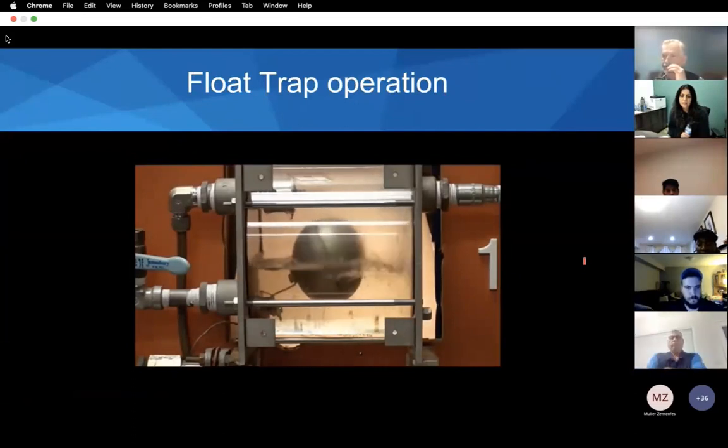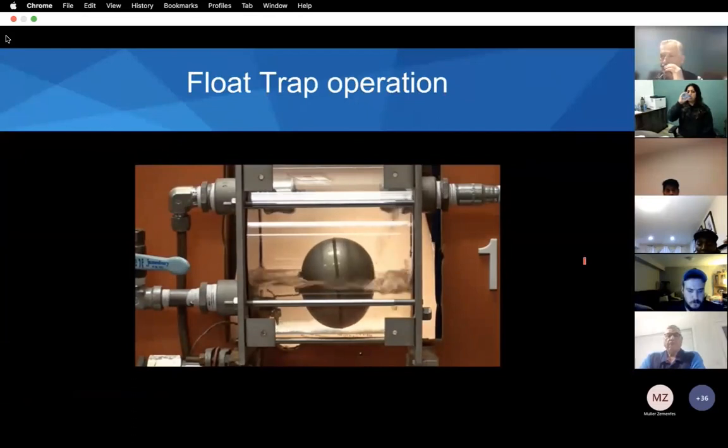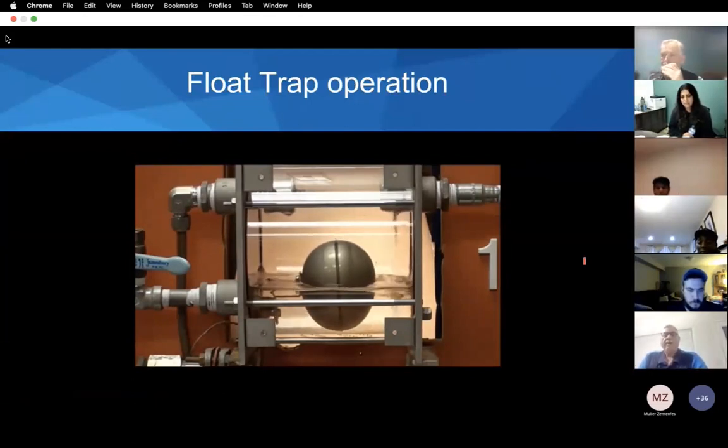At startup, the float is down, the float valve closed, and the thermostatic valve wide open. Non-condensable gases reaching the trap are immediately vented through the thermostatic valve at the top of the trap. Condensate collects at the bottom of the trap until the float begins to rise, opening the float valve. The float valve normally drains continuously from this point.